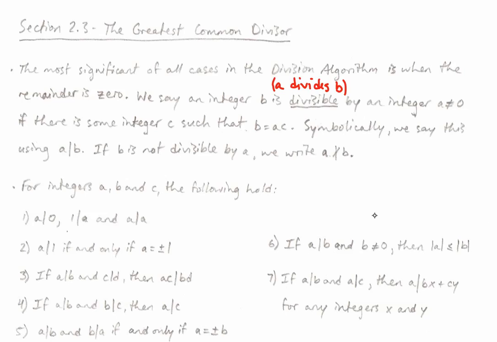In the previous video, we saw some more sample problems about how we use the division algorithm to prove some facts about numbers. In this video, we're going to continue on in chapter 2. We're going to talk about the greatest common divisor of two numbers.